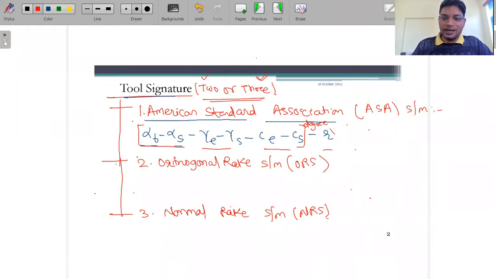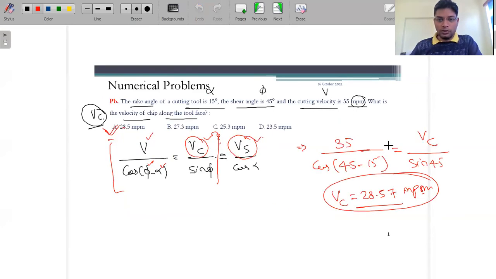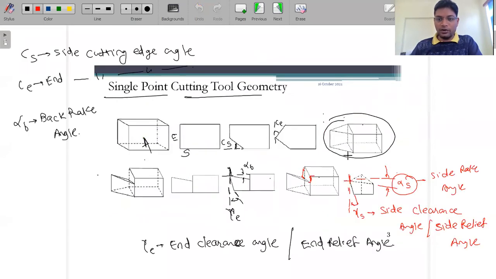That is in degrees, and this R is nothing but the nose radius. Now, similarly, this point will be the end. If this tip is very small, it will give the depth of cut, so this tip will regularly come in contact with the workpiece material if we are going for a facing or turning operation.